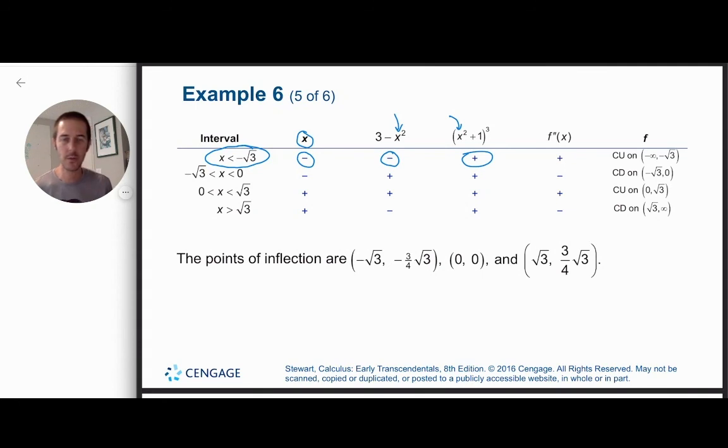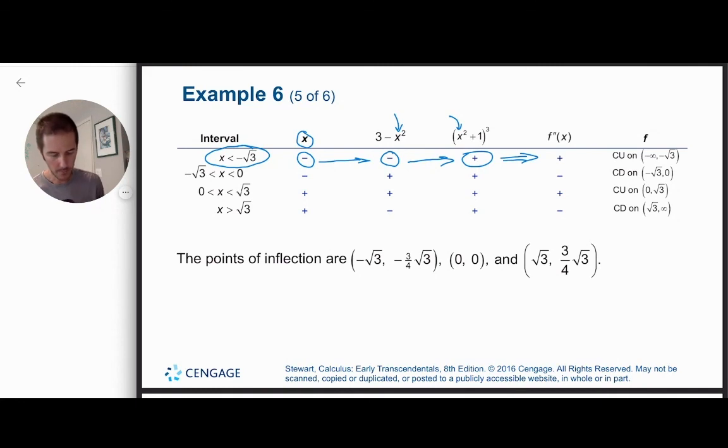Now, remember that those are the three factors that make up our second derivative. What is a negative number times a negative number? That's positive, divided by a positive number? Still positive. Therefore, our second derivative is positive on the interval to the left of negative root 3. Let's go through the same process, choosing a test value, an x value that's between negative root 3 and 0.